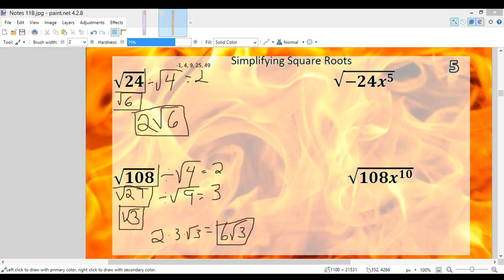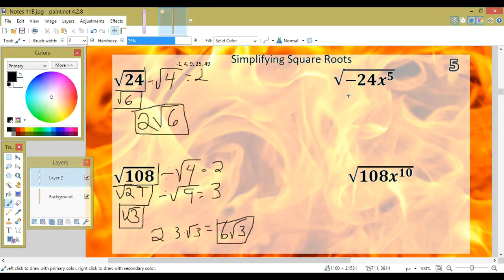For the next two, we have variables as well. So what you want to do is separate these two into two different expressions and then put the answers together later.